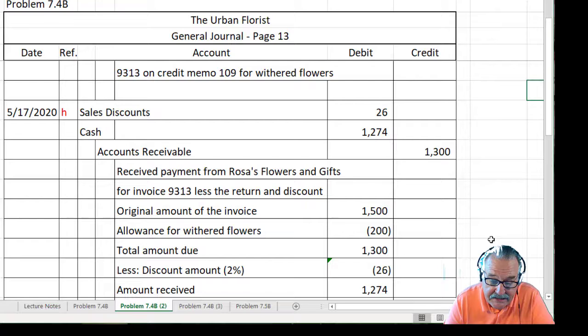Transaction H is on the 17th, received payment from Rosa Flowers and gifts for the sale of May 8th, less the allowance given on May the 14th. So now Rosa is paying the invoice. She originally had an invoice of $1,500. We gave her a credit memo for $200 for the withered flowers, which means that she now owes us $1,300, but because we offered her a discount and she's paying within that 10-day period, that's $26, so she sends a check for $1,274. Debit sales discounts $26, debit cash $1,274, and credit accounts receivable for $1,300. That wipes out the receivable at the gross amount.